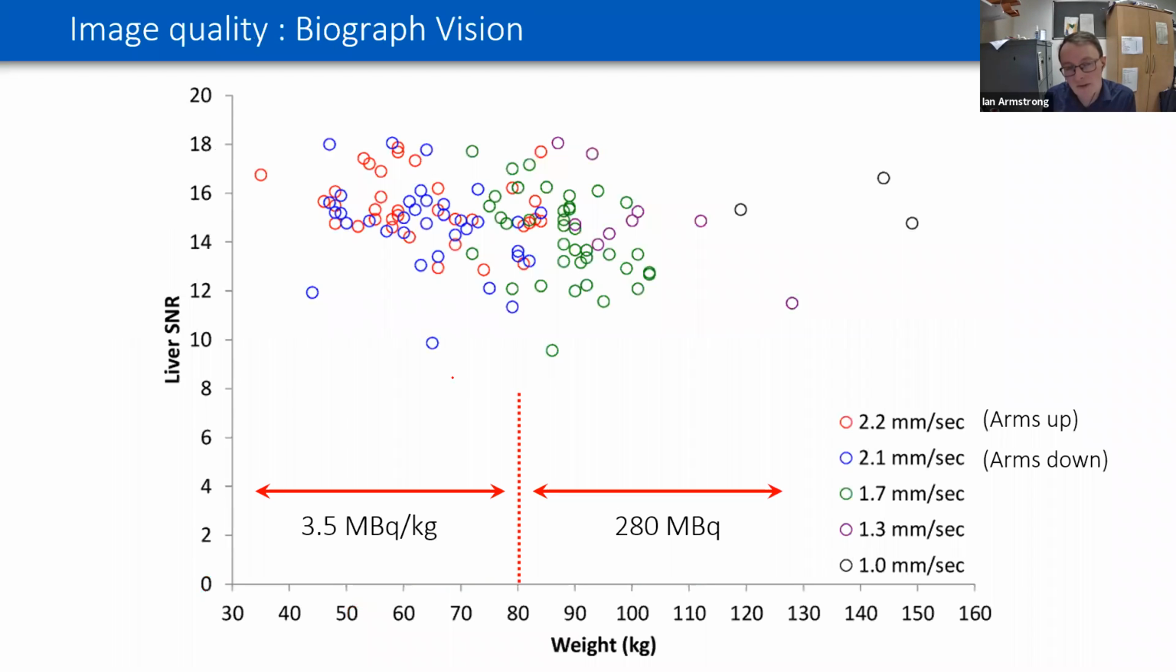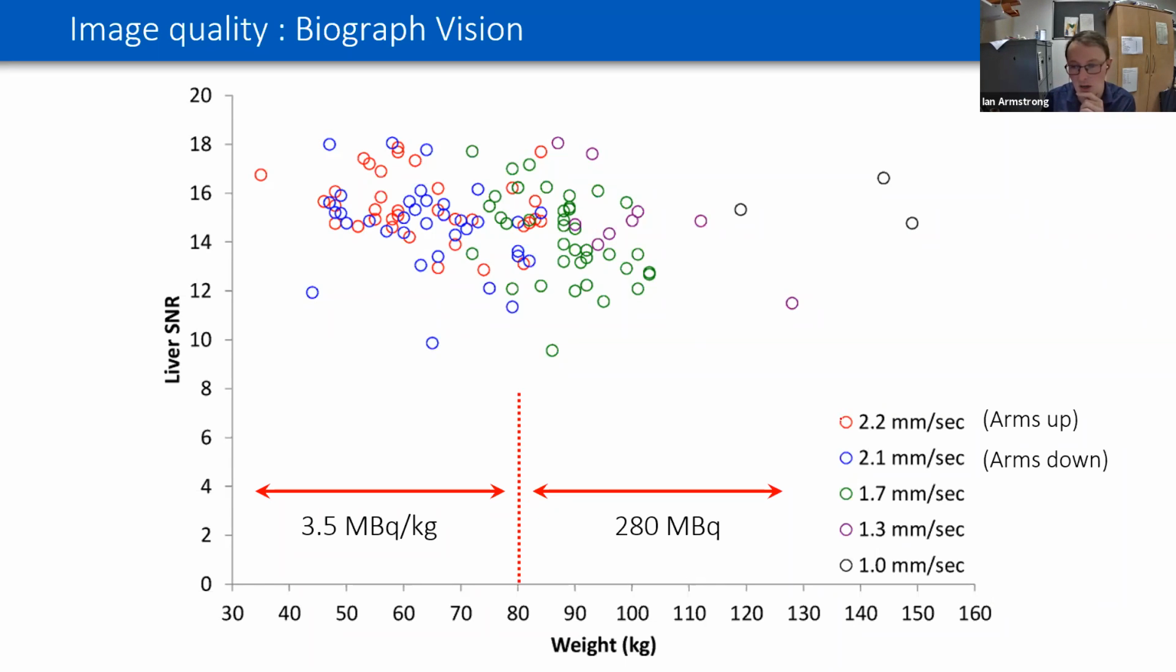So this is showing the protocol in terms of dosing for 3.5 megabecquerels per kilo up to 80 kilograms, and then we chose to keep it at 280 megabecquerels. So this was brought across from the MCT. I always took the approach that instead of just going up and up in terms of administered activity, it was much better to stop and cap the maximum activity and then compensate for the degradation in image quality by increasing scan times. And that's what we do still on the Vision.